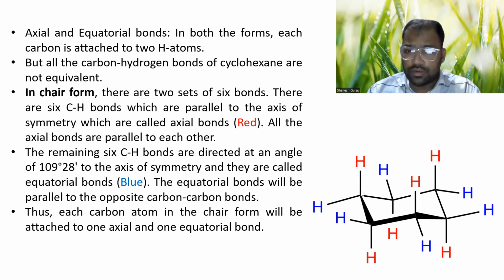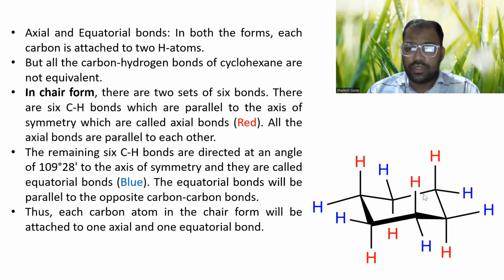You can clearly see here the carbon-hydrogen bonds, the hydrogens shown in red color. These are the six hydrogens which are vertical, and these carbon-hydrogen bonds are parallel to the axis passing through the center of symmetry, that is the axis of symmetry. These bonds are called axial.